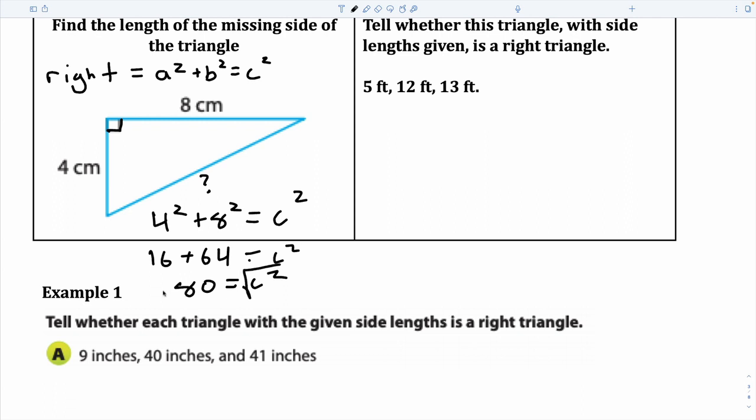So c would be the square root of 80, which we said was 9.1? 8.1? Okay. 8.9 centimeters. Cool. So if they have a missing side, you're going to go from right triangle to a squared plus b squared equals c squared. If they give you the 3 sides, you don't have anything missing. There's nothing to prove except they want to know if this thing's a right triangle.